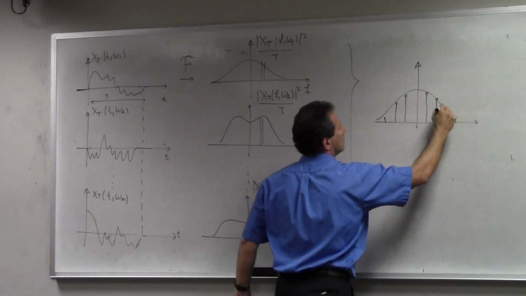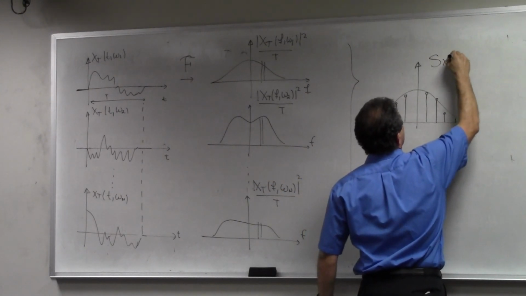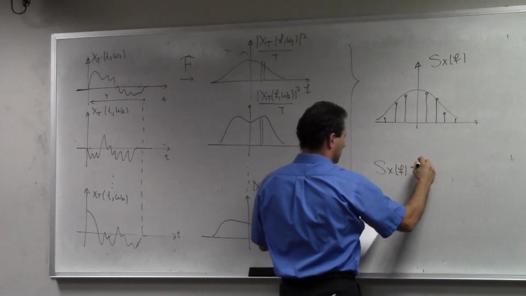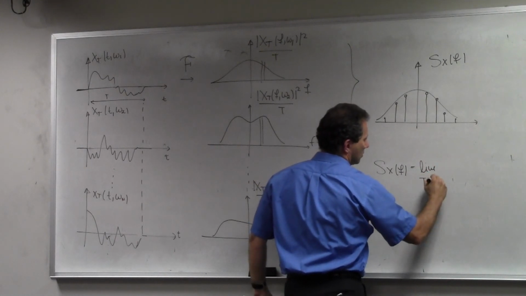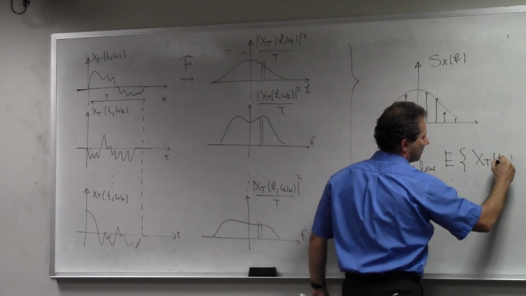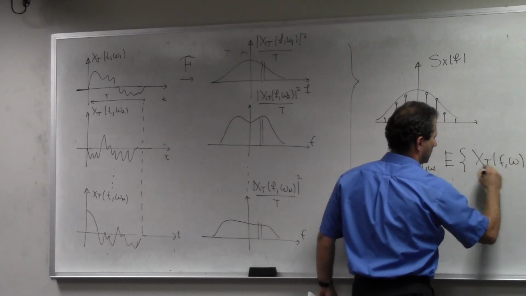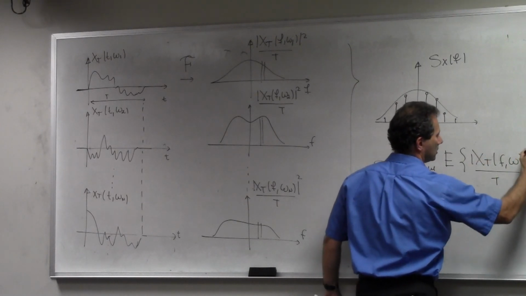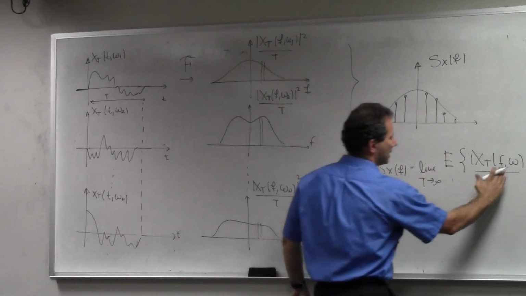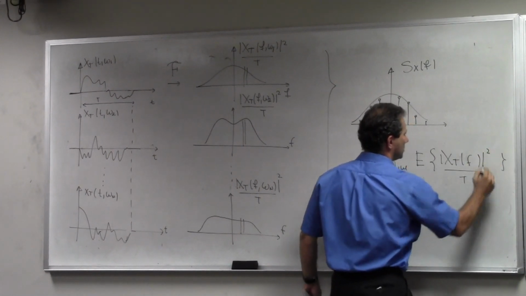And you get one thing here that I'm going to call Sx of f. So what is Sx of f? It is going to be the limit when t goes to infinity of the expected value of x t of f, omega, divided by t, magnitude squared. Or I don't need to write omega because I'm averaging across all omega. So it is the expected value of x t of f divided by t, magnitude squared.